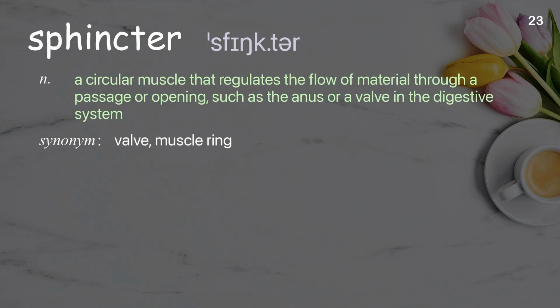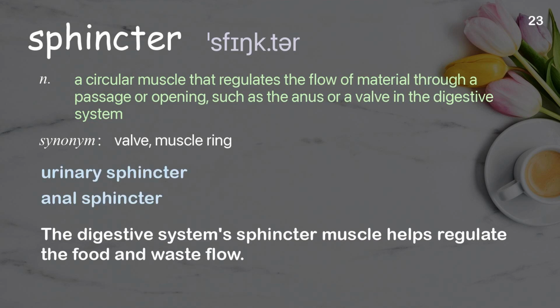Sphincter. A circular muscle that regulates the flow of material through a passage or opening, such as the anus or a valve in the digestive system. Examples: urinary sphincter, anal sphincter. The digestive system's sphincter muscle helps regulate the food and waste flow.